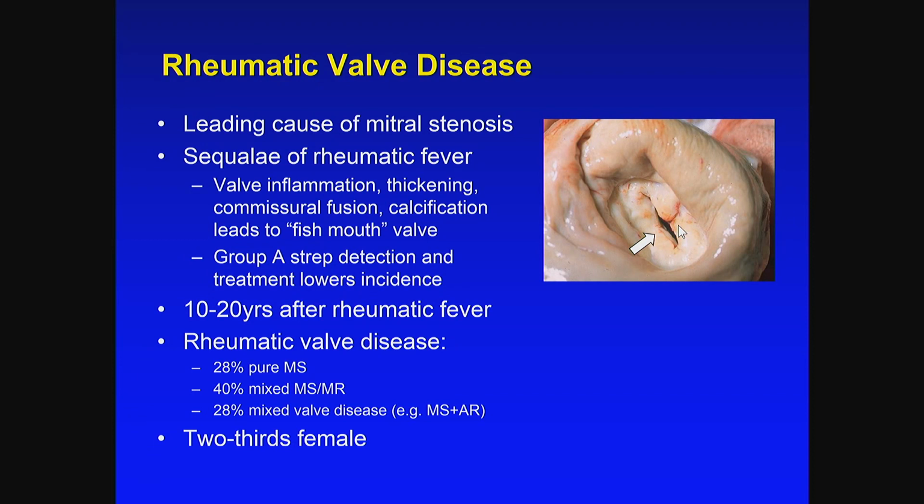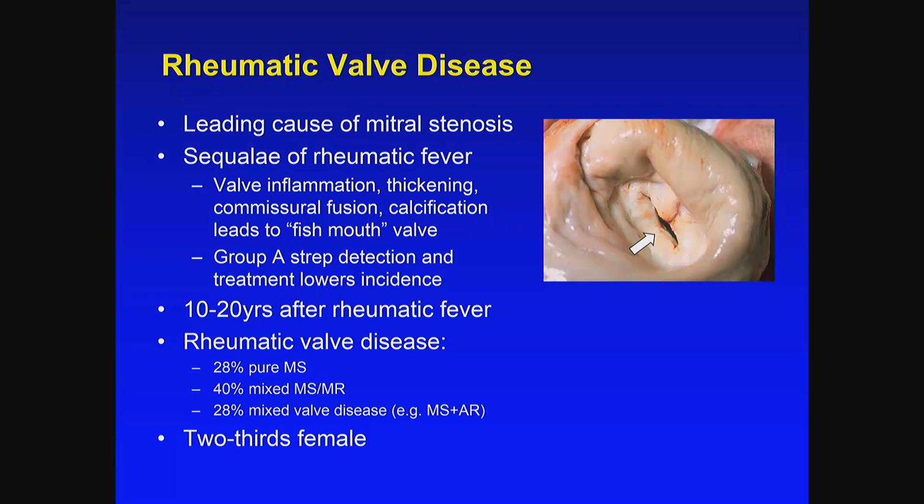This is a pathologic specimen of the left atria pulled back, looking down on the top of the mitral valve leaflets with its very small orifice. Group A streptococcal infection recognition and treatment lowers the incidence of rheumatic fever and in turn reduces the risk of rheumatic valve disease. Now, rheumatic valve disease can affect patients up to 1 or 2 decades after the initial rheumatic fever.